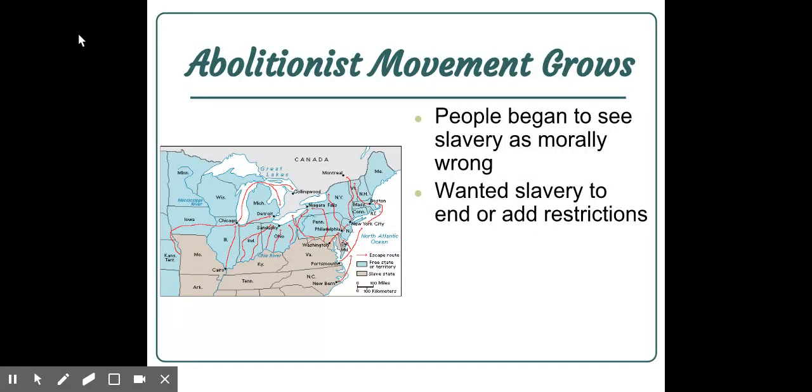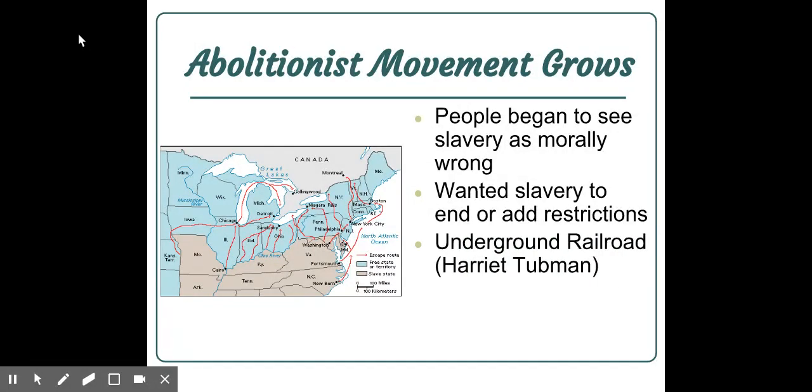Now, there's going to be a woman named Harriet Tubman who's going to start the Underground Railroad. It wasn't a railroad, it was not underground, but it was a network of escape routes. And you can see from the map some of the escape routes that slaves were able to take. Most slaves would travel at night, and they wouldn't travel on major streets or roads because they did not want to be seen.